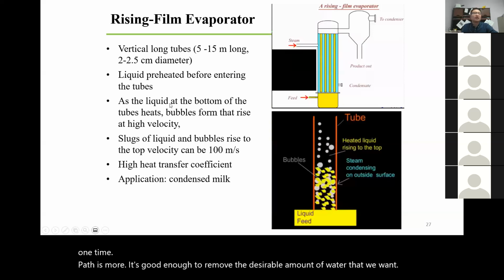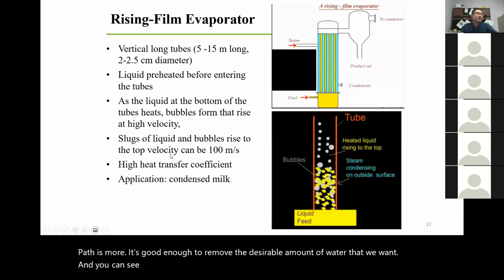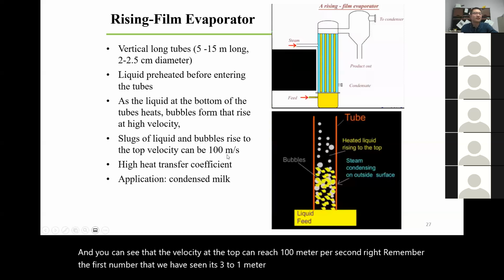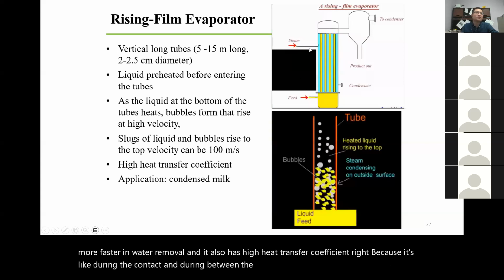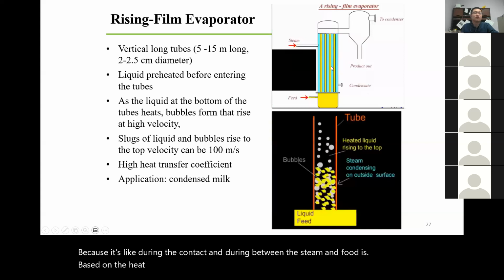Okay, and you can see that the velocity at the top can reach 100 meters per second. Remember the first number that we have seen, it's 0.3 to 1 meter per second. So this one is hundreds of times faster in water removal. And it also has a high heat transfer coefficient, right? Because the contact between the steam and the food is based on the heat exchanger, right? So it's more efficient.